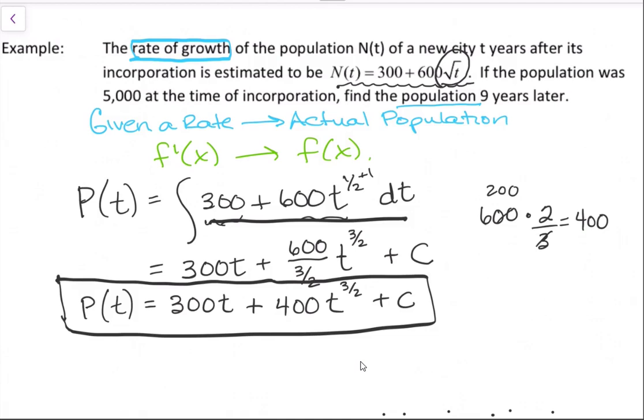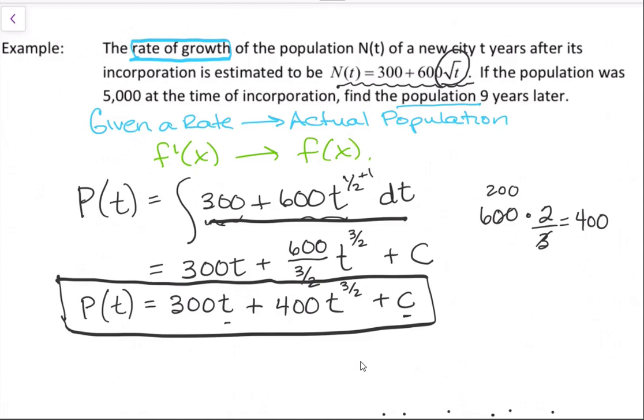So we know that this function currently has two variables in it. It has t and it has c. So we need to figure out what that c is before we can evaluate this function for that particular time of 9. There's got to be some information given in the problem that's going to allow us to replace that variable c with what c actually is.